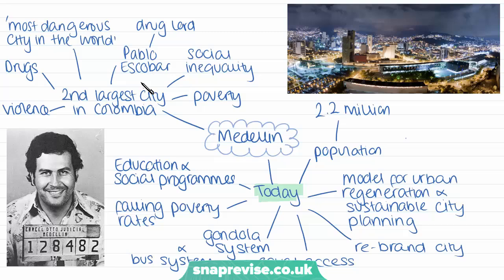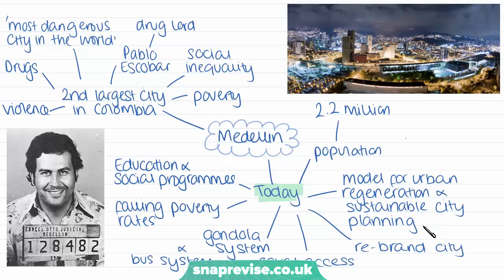And at this time, when Pablo Escobar was in power, there were severe levels of unemployment, crime and poverty, and they were all widespread in Medellin, and this in turn created a lot of social inequality. But today, Medellin is a very different city, and it has a population of 2.2 million, and it has become a model for urban regeneration and sustainable city planning through long-term investments in things like infrastructure and also in education as a means to reduce the amounts of social inequality in Medellin.